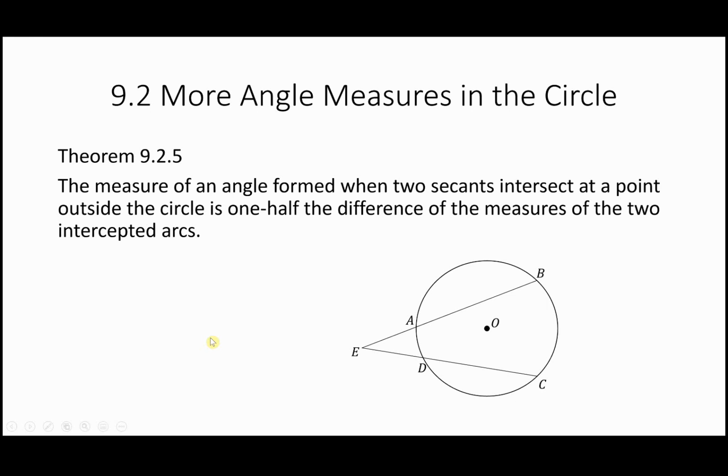Now, next scenario here: the measure of an angle formed when two secants intersect at a point. Oh, just a moment, guys.